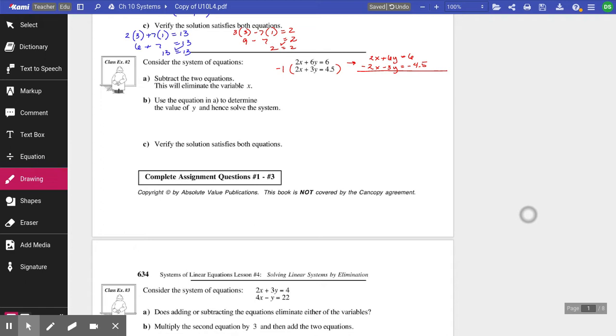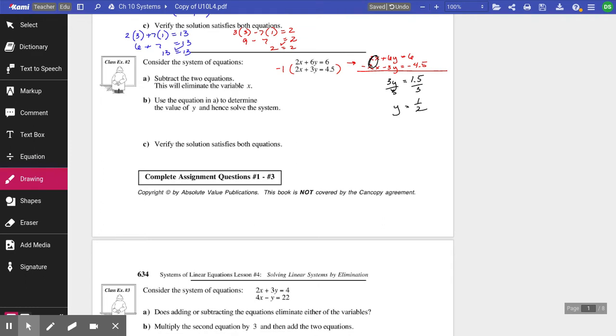So if one was a 2, the coefficient of the other has to be a -2. That is how you eliminate the variable. And then we would have 6y and a -3y. It leaves me 3y. And 6 and a -4.5 is 1.5. Divide both sides by 3. And y turns out to be 1/2.